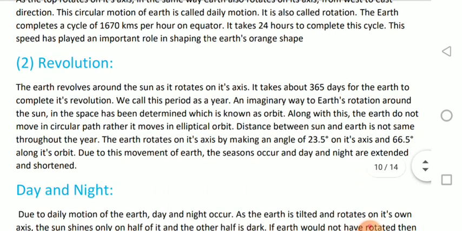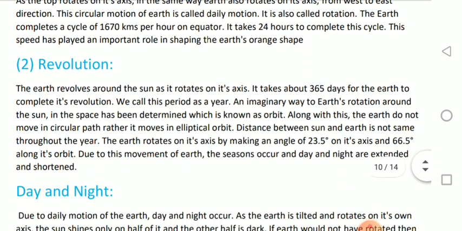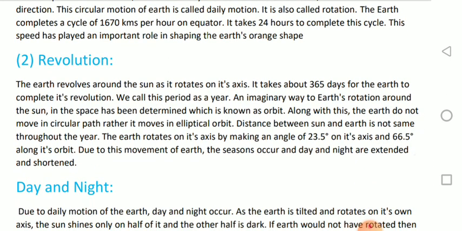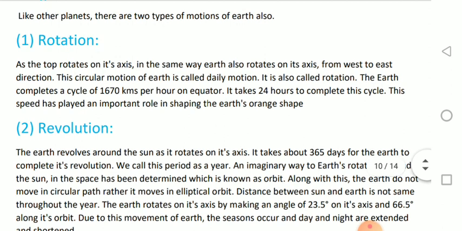The second word is revolution. After learning this topic, you can easily differentiate between revolution and rotation. The earth revolves around the sun as it rotates on its axis. It takes about 365 days for the earth to complete this revolution. We call this period a year, and the rotation period is 1 day.